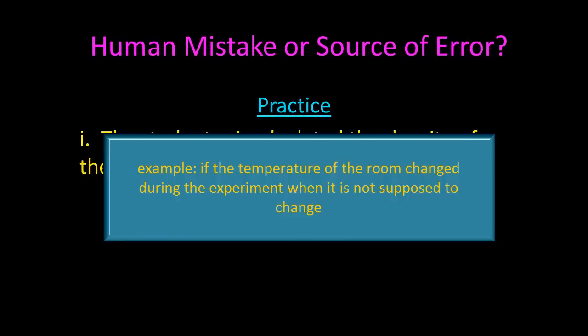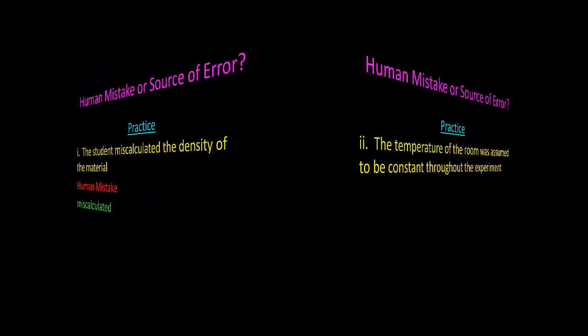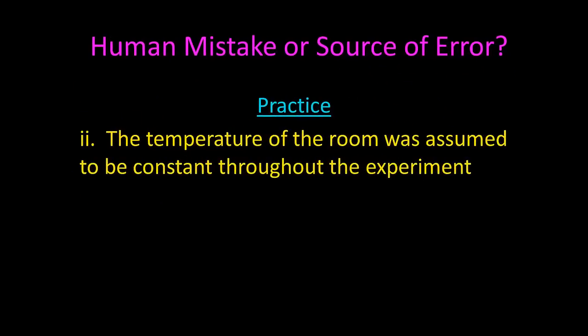Now let's practice. So the student miscalculated the density of the material. Is this a human mistake or a source of error? This would be a human mistake, and the big key word here is miscalculated. If the student miscalculated, that is a human mistake. The temperature of the room was assumed to be constant throughout the experiment. That is a source of error. The key word here would be assumed.